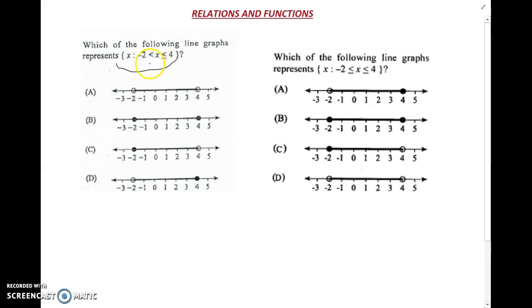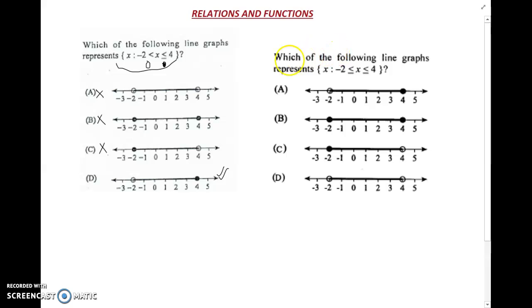So remember what we learned just now? If there's an equal line, it will be a solid circle. If there's no equal line, it will be an open circle. So let's look for open circle and solid circle. That's all you need to look for. And here you have two open circles, so it's not that. Here you have two solid circles, so it's not that. Here we have solid and open, but we actually want open and solid, so it's not that. Here we have open and solid, so you see how easy that was. And each one goes from -2 to 4.